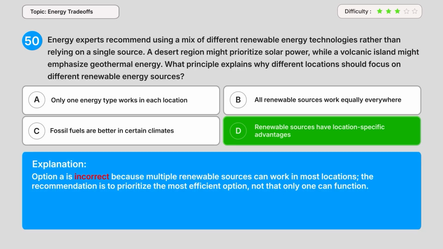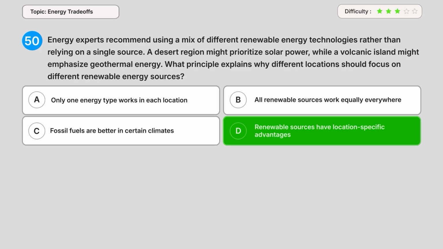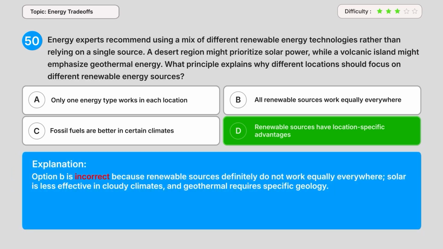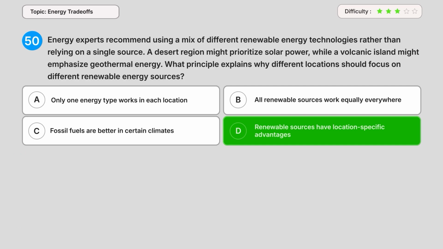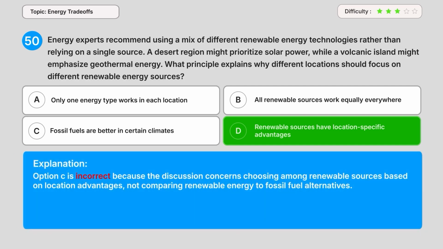Option A is incorrect because multiple renewable sources can work in most locations. The recommendation is to prioritize the most efficient option, not that only one can function. Option B is incorrect because renewable sources definitely do not work equally everywhere. Solar is less effective in cloudy climates, and geothermal requires specific geology. Option C is incorrect because the discussion concerns choosing among renewable sources based on location advantages, not comparing renewable energy to fossil fuel alternatives.